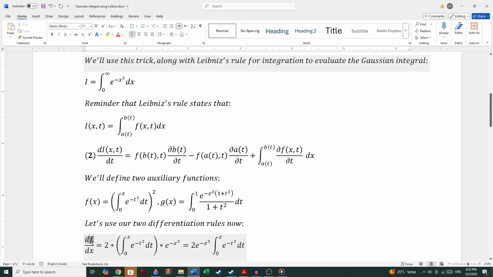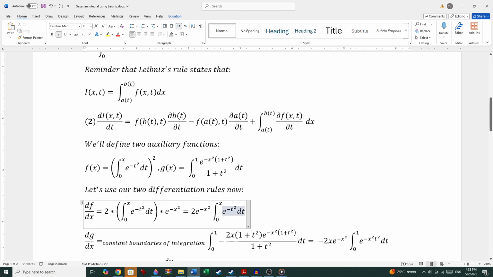Well, what's the derivative of f with respect to x? I promise you it's exactly the opposite of this derivative, and it will be. So first we take the outer derivative: the derivative of something squared is 2 times that something, times the inner derivative, which we said is just the inner function. So it's 2 e to the minus x squared, integral from 0 to x, e to the minus t squared dt. What's the derivative of g with respect to x?